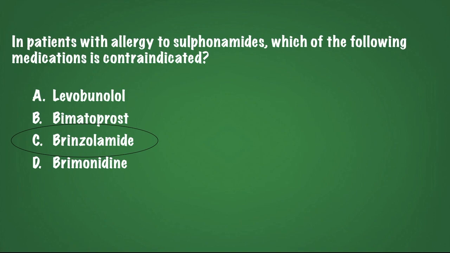Both are carbonic anhydrase inhibitors and therefore should be avoided if the patient is allergic to any one of these. Levobunolol is a beta blocker, bimatoprost is a prostaglandin analog, and brimonidine is an alpha agonist. Again, all of these options here are used for glaucoma.